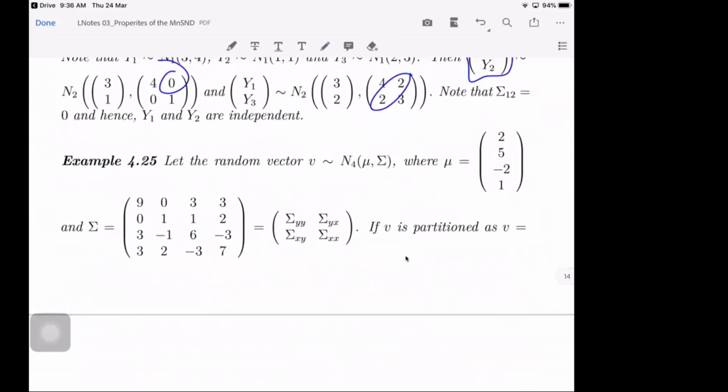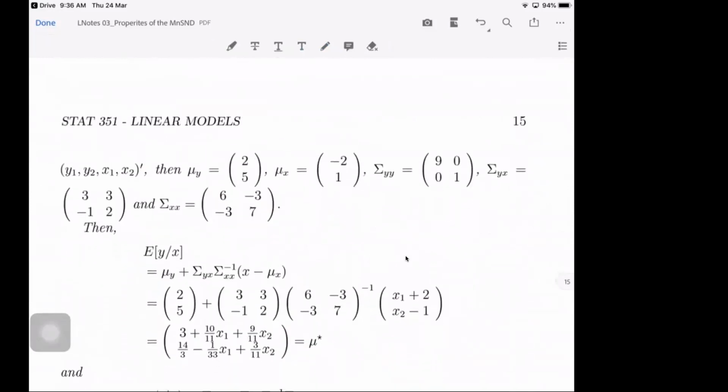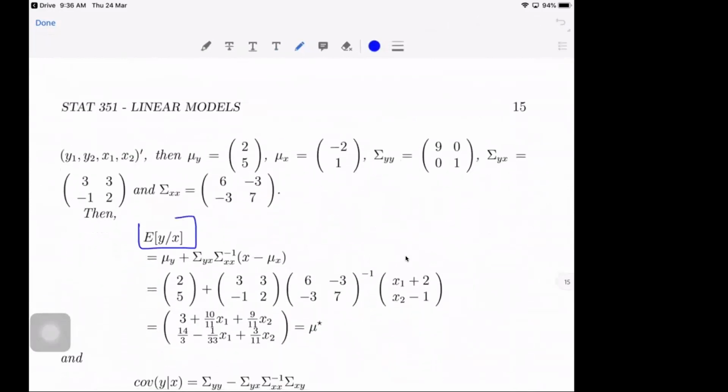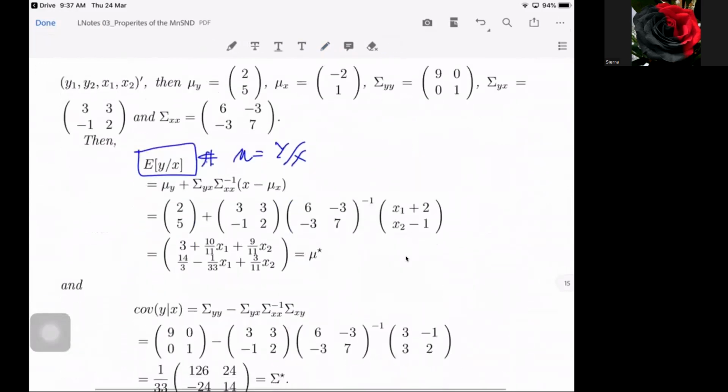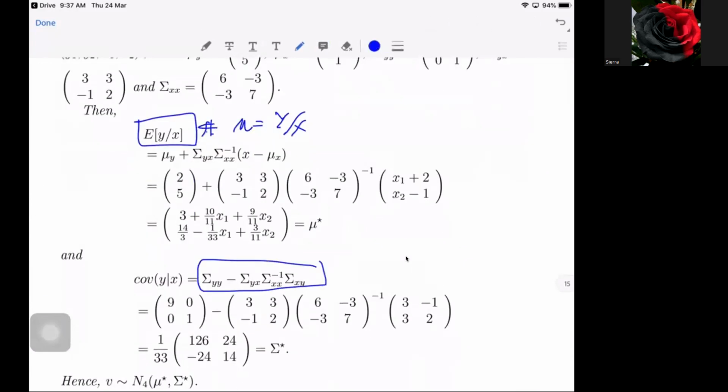Next, let's try to apply the formula of the conditional distribution from earlier. So what we want is the mean vector, the expected value of y given x, no? So this is the mean. And then we use the formula of sigma 22 minus sigma 21 sigma 11 inverse sigma 12.